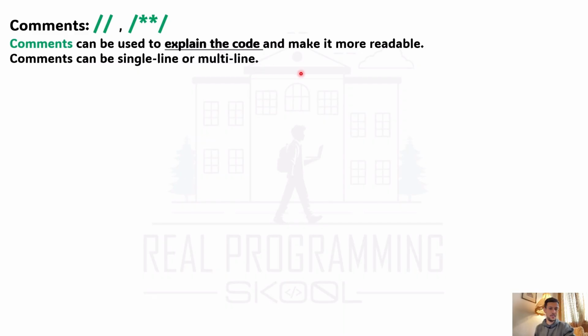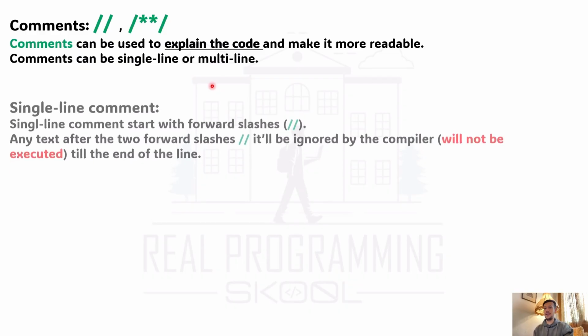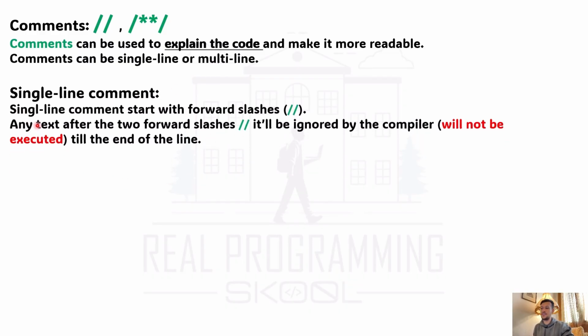If it's necessary, if you need to explain it. If the code explains itself, and I'll tell you how later in this lesson, there's no need for comments. So as we said, we have single line and multi-line comments. A single line comment starts with two forward slashes. Any text after the two forward slashes will be ignored by the compiler and will not be executed till the end of the line.